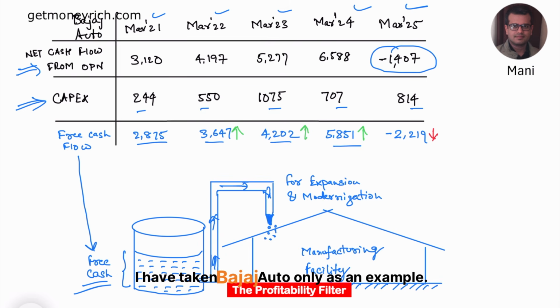I have taken Bajaj Auto only as an example. I'm not trying to show that it is a multi-bagger business, but just to show you the numbers of a real company, I have taken Bajaj Auto as an example. It's not investment advice. This is the disclaimer I want you to remember.